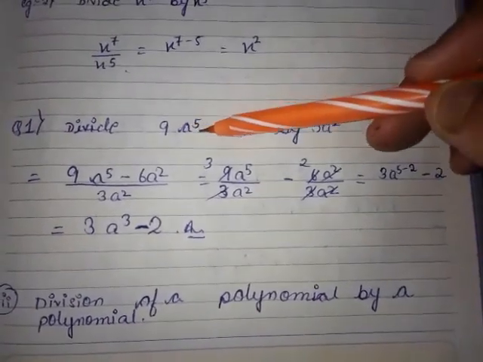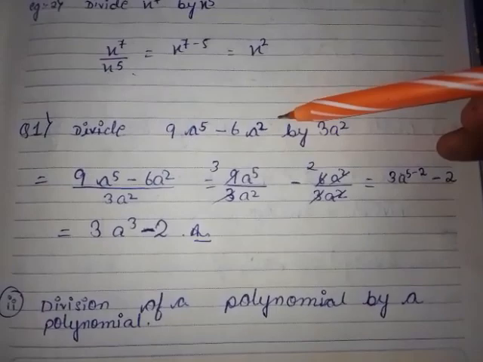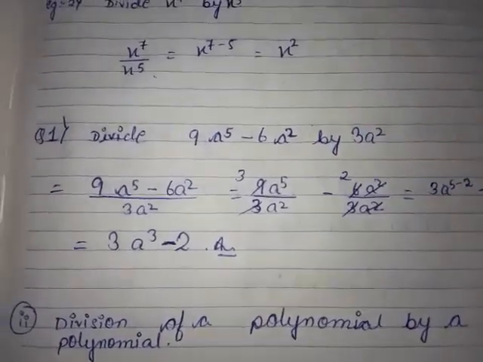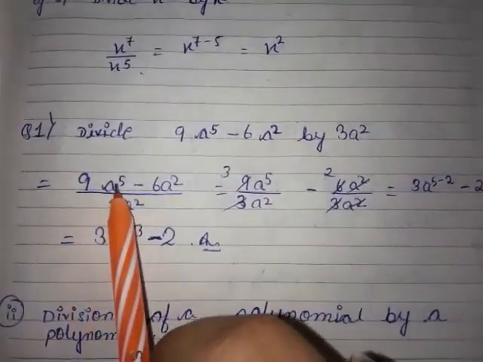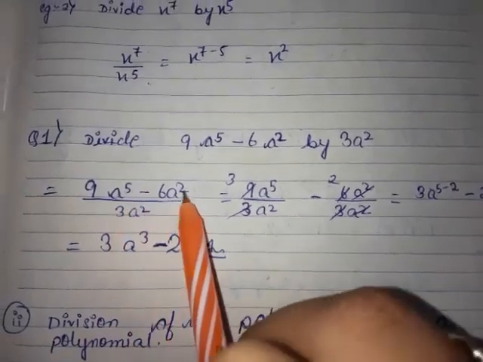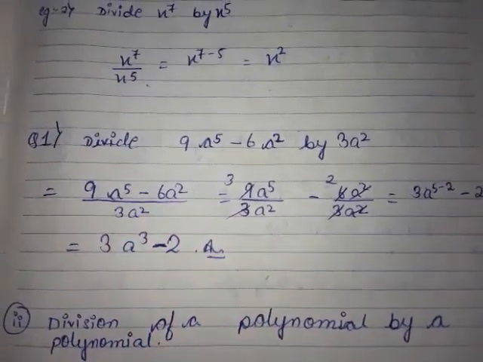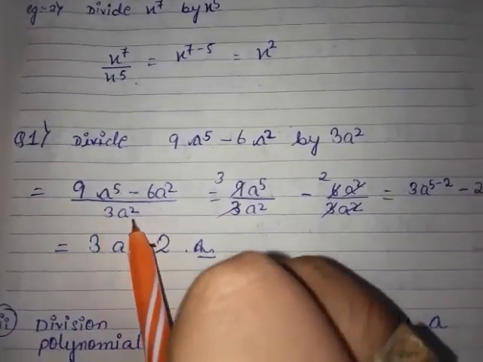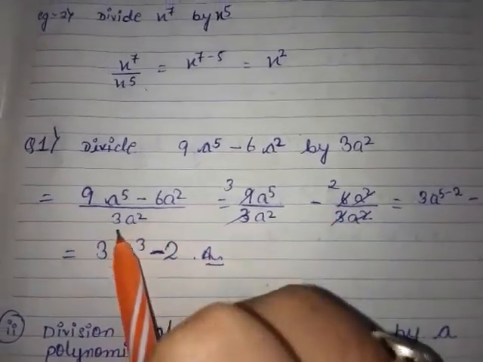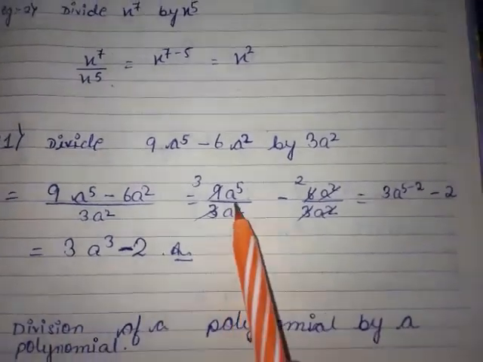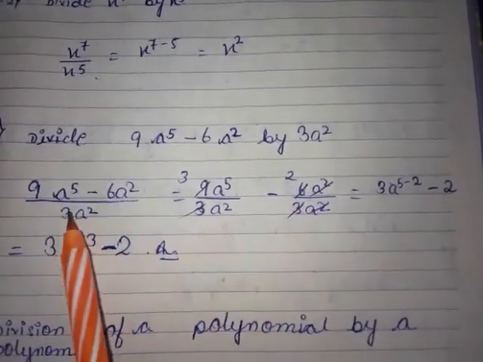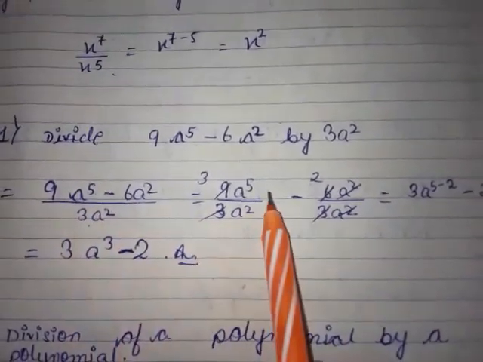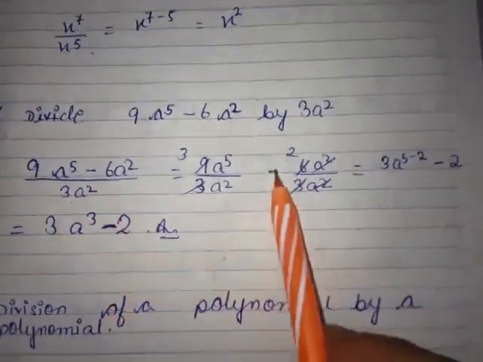Let's solve a question related to this rule. Divide 9a to the power 5 minus 6a square by 3a square. I have written it in this format: 9a to the power 5 minus 6a square, by 3a square. Here you can see 9a to the power 5 divided by 3a square, minus 6a square by 3a square. Because both are divided by 3a square, I have written it separately. I am putting the minus sign; this minus sign has come here.